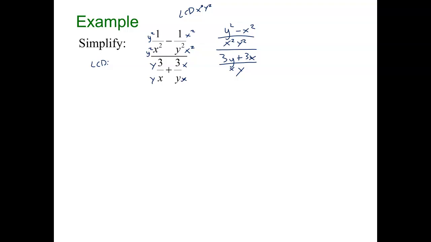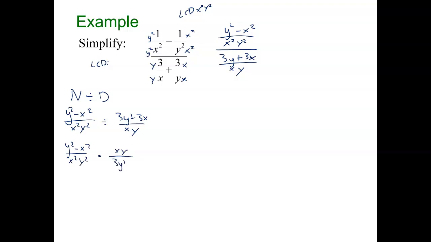And then now we can multiply by the reciprocal. Treat it as division. The numerator divided by the denominator. Y squared minus x squared over x squared y squared divided by 3y plus 3x over xy. Keep, multiply, reciprocal, and then we want to look to factor and simplify.